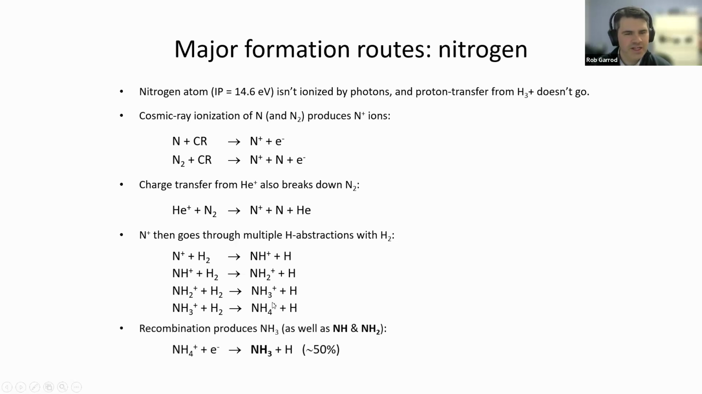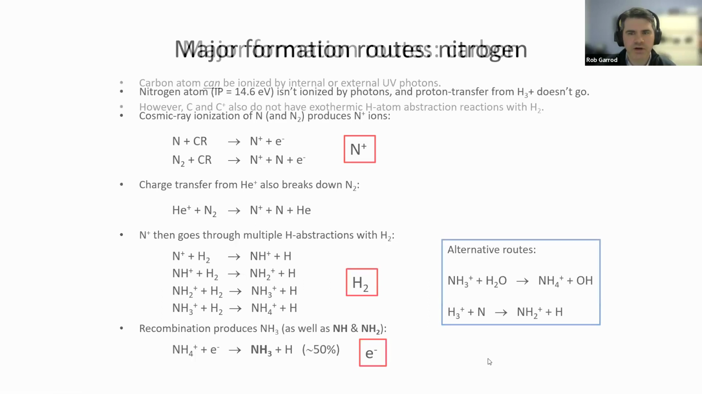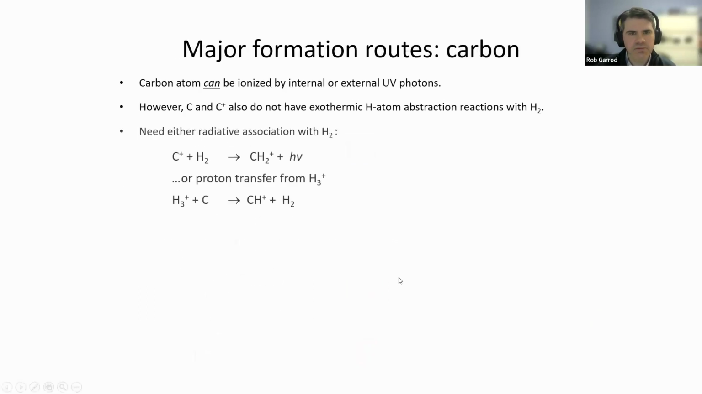Then that protonated ammonia can recombine with electrons and kick off a hydrogen. That's not the only outcome that could happen, but that's one of them. And we end up with stable ammonia. Okay, so these are the key species involved at each stage here. So you can see you start with an ion, you then have repetitive reactions with molecular hydrogen, and then recombination. All right, so similar thing for carbon.